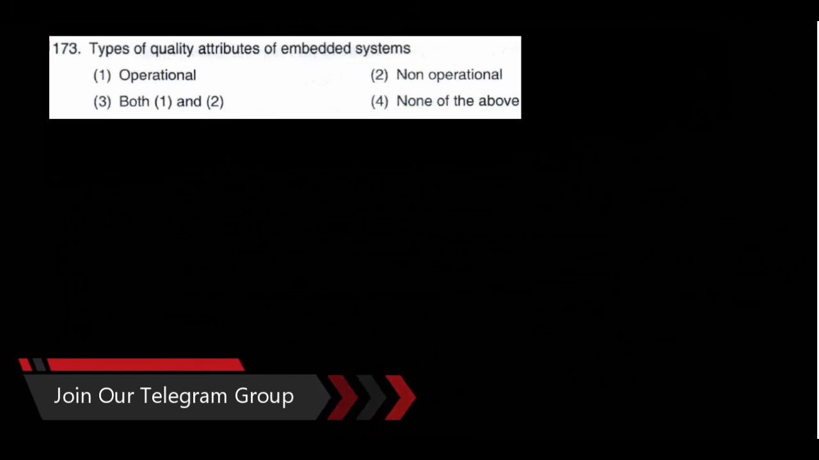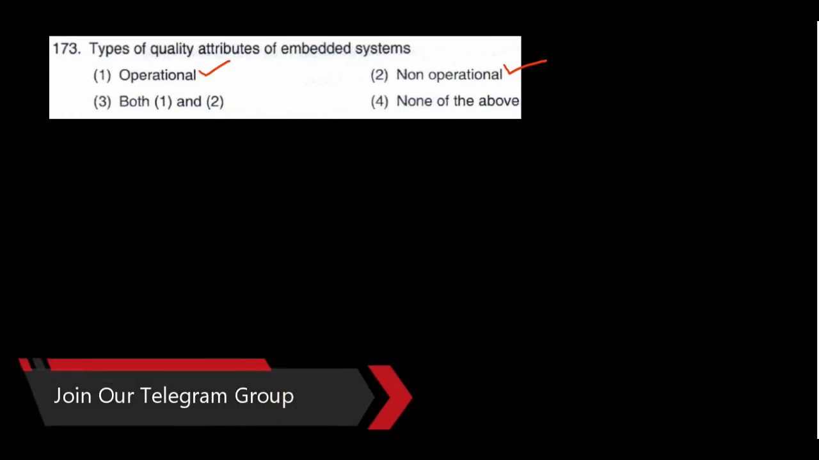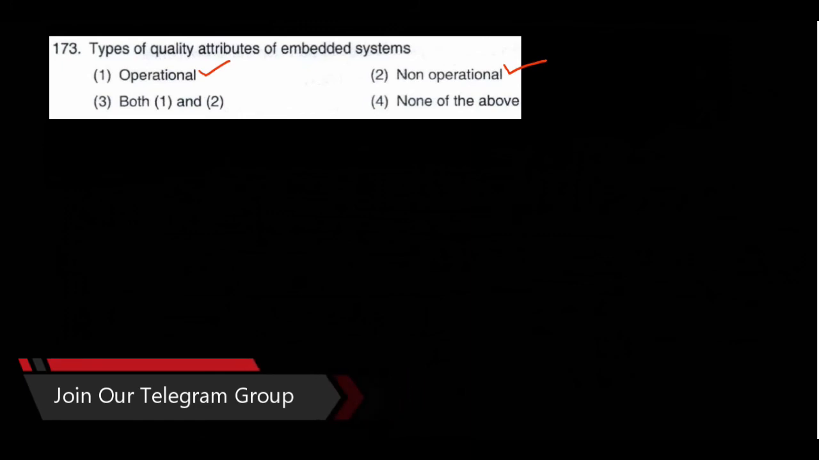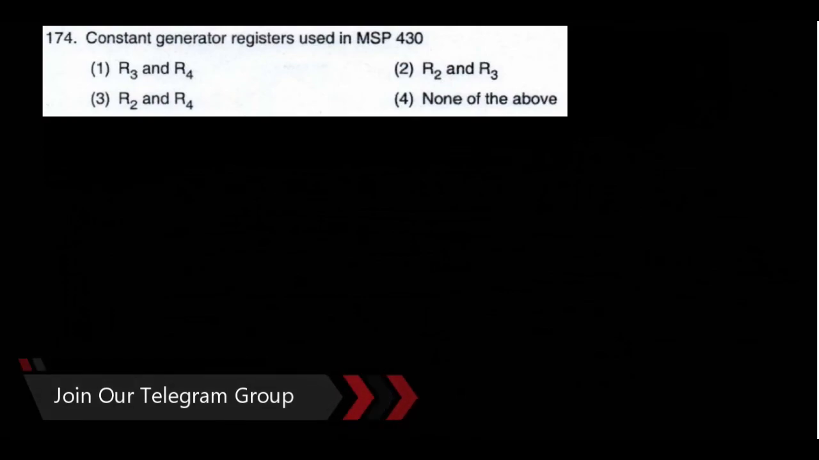Question number 173. Types of quality attributes of embedded systems. It should have operational attributes as well as non-operational attributes, that is speed, throughput, all that comes under it. So the answer is both 1 and 2. Question number 174. Constant generator registers used in the MSP430 microcontroller, that is the R2 register and R3 register, are used for constant generation. It can store, I think, up to 6 values.